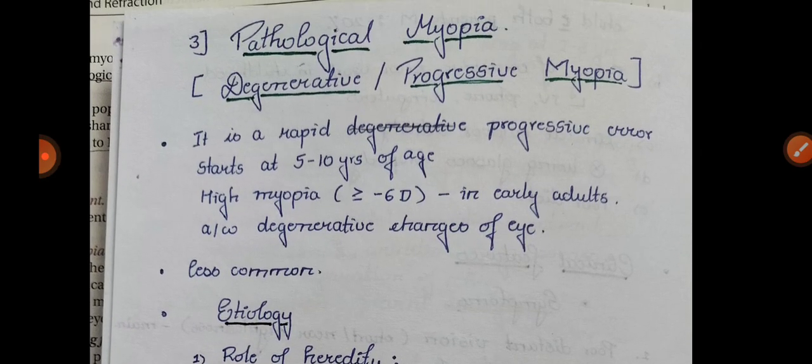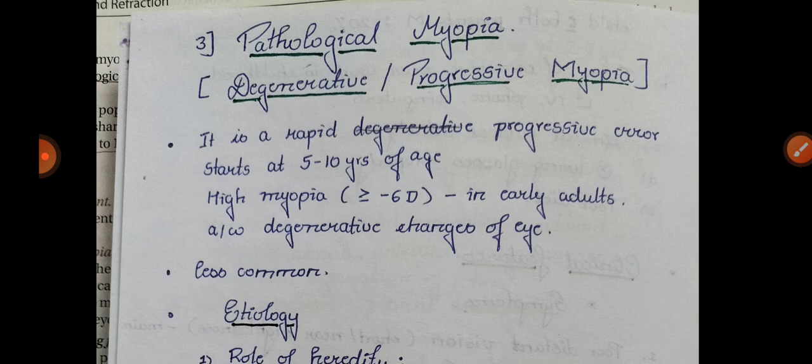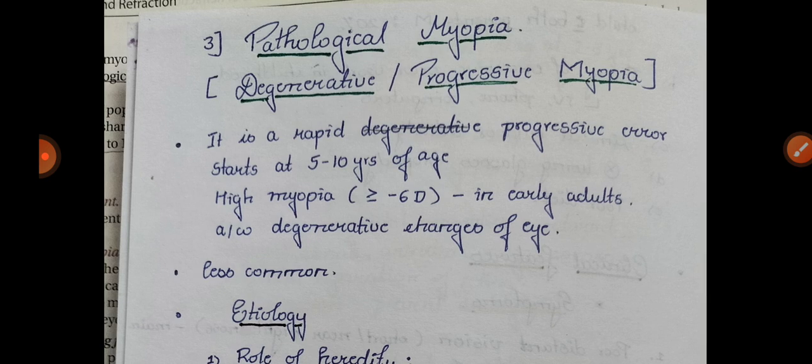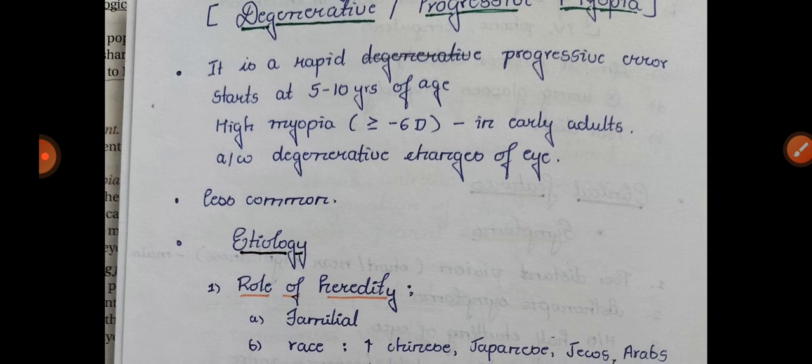Now coming to the signs of pathological myopia, also called degenerative myopia or progressive myopia. This is the important one. It is a rapid degenerative progressive error of the eye, starting at 5 to 10 years of age. High myopia greater than -6 diopter can be seen in adults, associated with degenerative changes in the eye, meaning some pathological disease is present. It is less common.